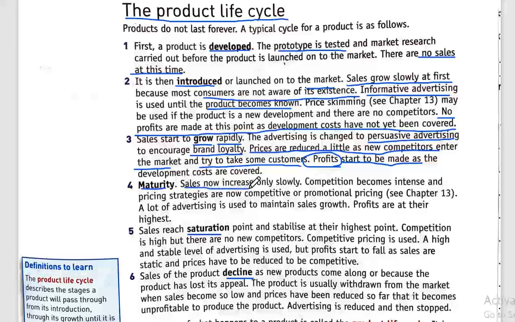Number 4, we have maturity. Sales now increase only slowly. The competition becomes intense and pricing strategies are now competitive. I'm using competitive pricing or promotional pricing, which are methods of pricing that I will be explaining in the coming classes. A lot of advertising is used to maintain sales growth. In the maturity part, I'm trying to keep the product in this stage, okay? The profits are at their highest, and this is why I'm trying to keep the product in the maturity stage.